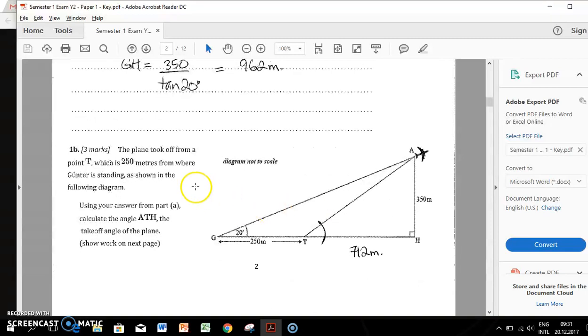In 1b, it adds a little bit more to the problem. It says the plane took off from a point T. So good thing the plane did not take off where Guntar was standing, because otherwise he would probably be run over by the plane. So the plane took off from here, T, which is 250 meters from where Guntar is standing. So Guntar is standing here, T is here, that distance is 250, it tells us.